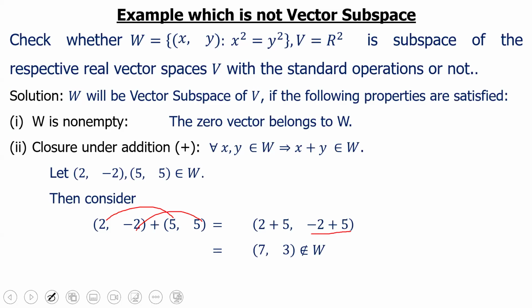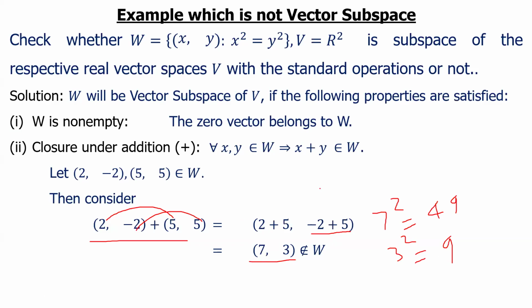The sum of these two vectors is (7, 3), and clearly 7² is equal to 49 and 3² is equal to 9. Both are not equal. Therefore, the element (7, 3) is not an element of W. So clearly here, we have taken two elements of W, but their sum, which is (7, 3), is not an element of W. Hence, W is not a vector subspace of vector space V.